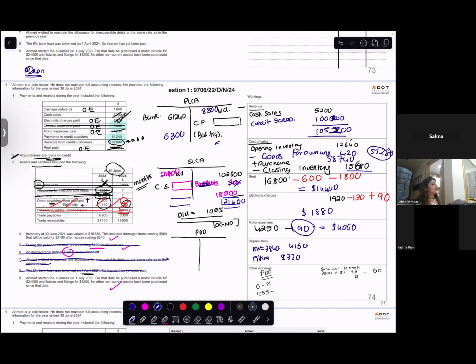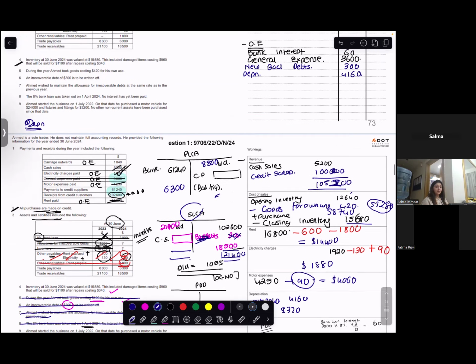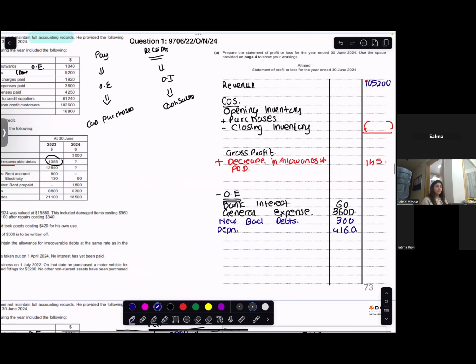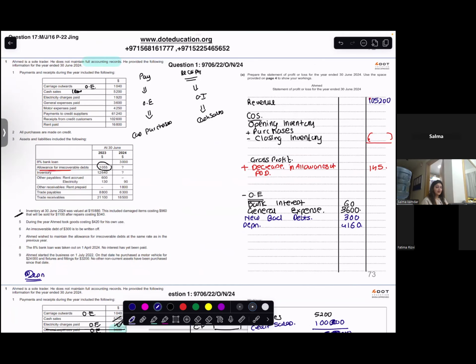There was one thing that we made a mistake over here, that in our SLCA we incorporated the new bad debt. We are not supposed to incorporate the new bad debts in the SLCA. Now when we are making our statement, I hope you are with me. Are you with me? Revenue, cost of sales would be working note number one.